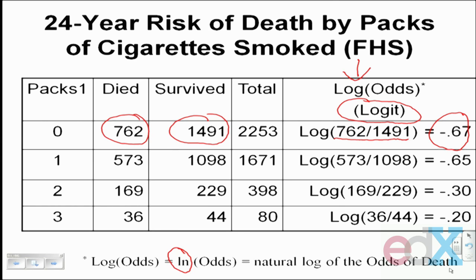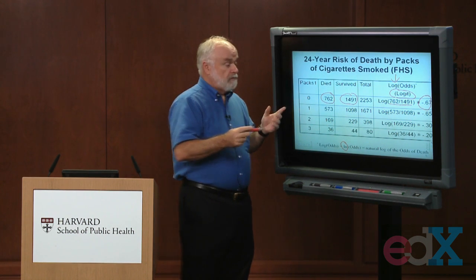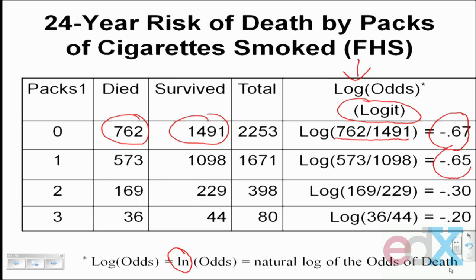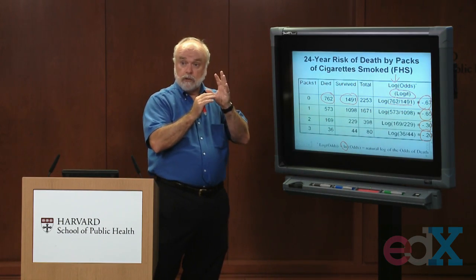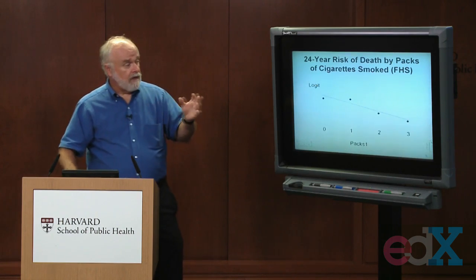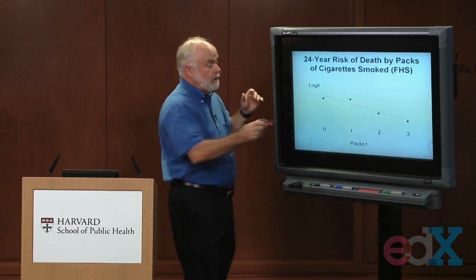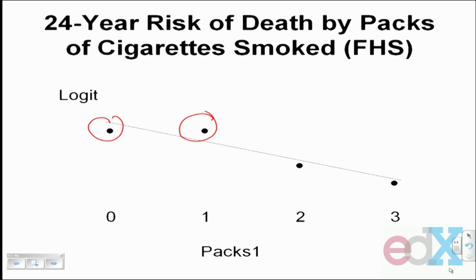And I can do the same thing for each of the other levels of smoking. The logit, the log odds of dying, if you smoke 1 pack a day is minus 0.65. If you smoke 2 packs a day, it's minus 0.30. If you smoke 3 packs a day, it's minus 0.2. And just like before, I could draw a graph pictorially describing the relationship between the amount you smoke and now your log odds of dying. In the graph, the 4 points taken from that last column are these 4 points in two-dimensional space. And once again, they seem to follow roughly a straight line relationship.